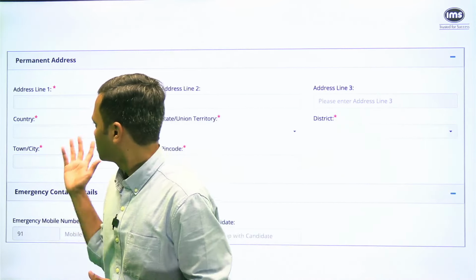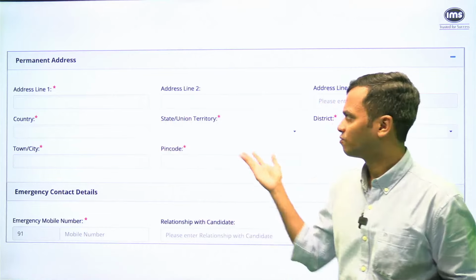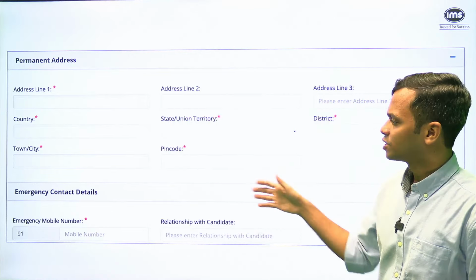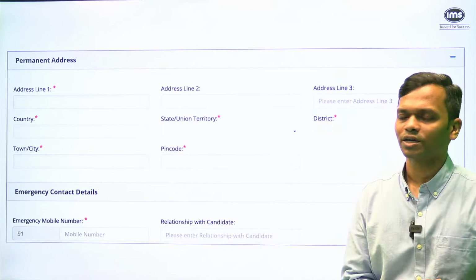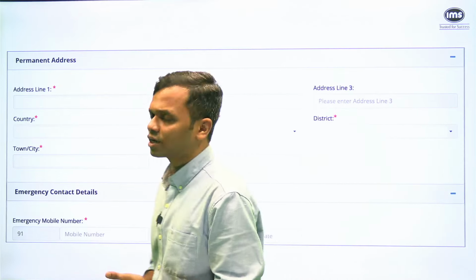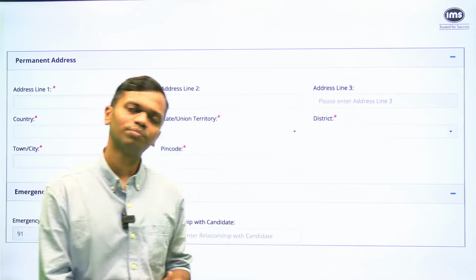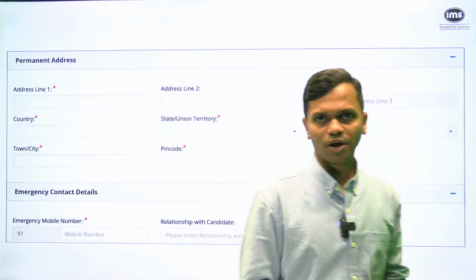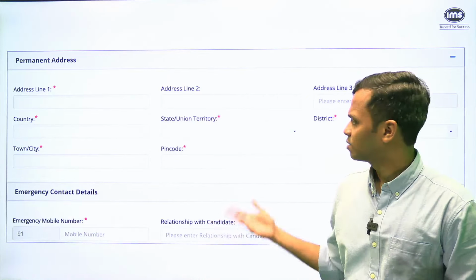Now permanent address, so here again there are fields, very easy to do. So you can enter all of this information, and there is emergency contact detail. Now in emergency contact detail, you have to just enter the mobile number of the person and what is the relationship that you have with the person. So these two questions are there, you can enter it.